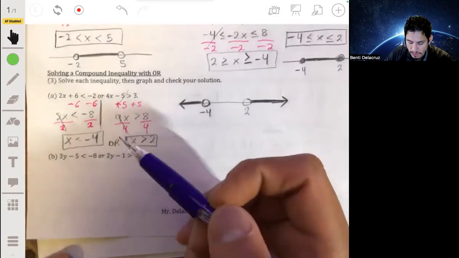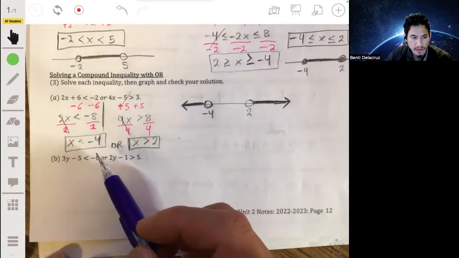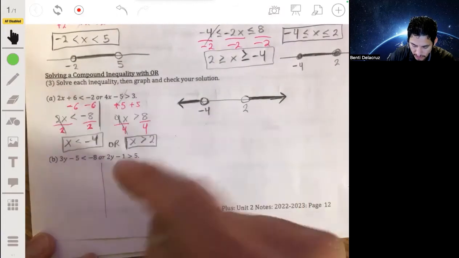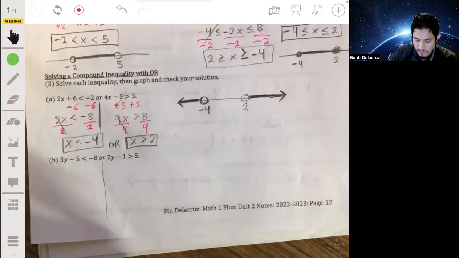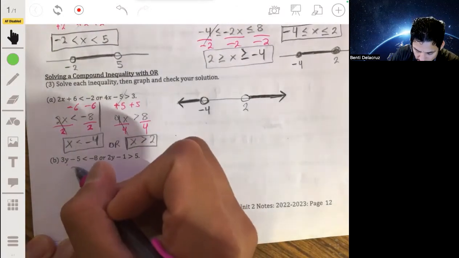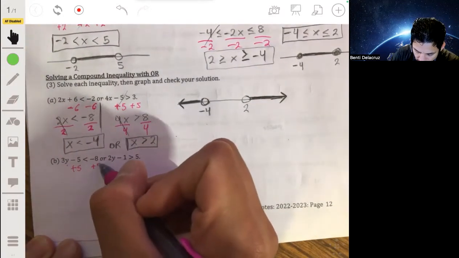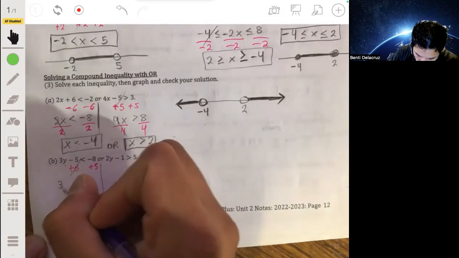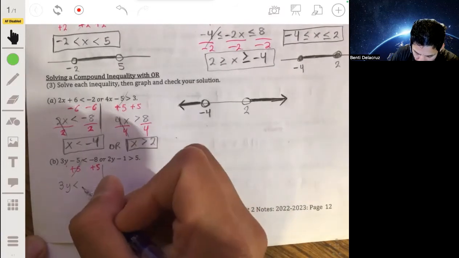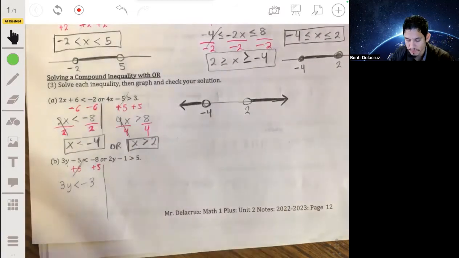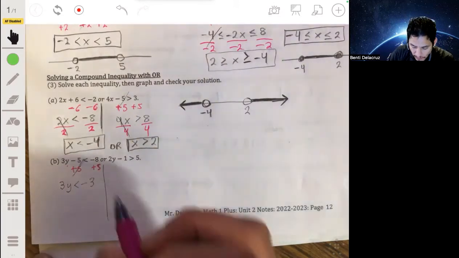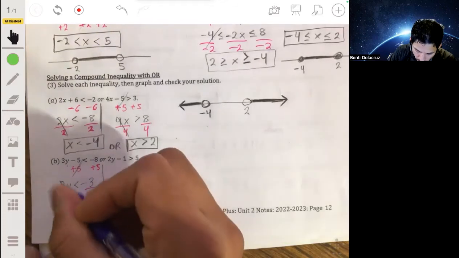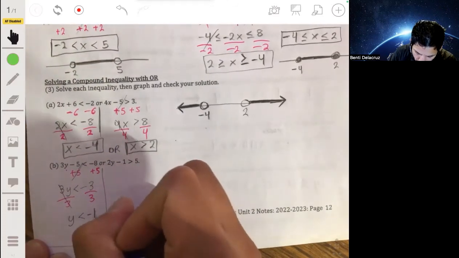Let's look at one more. All right, here, another inequality with the word or. So let's just first focus on dealing with this one. Then we'll solve the other one. So again, we want to just get the y by itself. So we can start off by adding 5 to each side. We get 3y is less than -3. Divide each side by -3. We get y is less than -1.